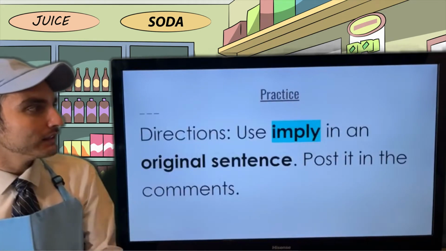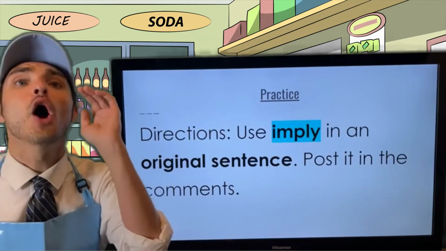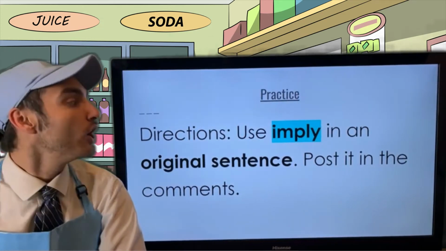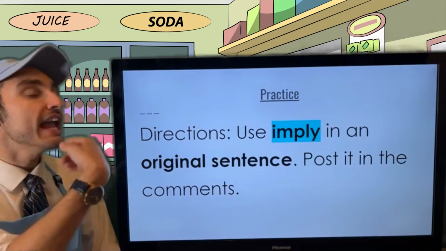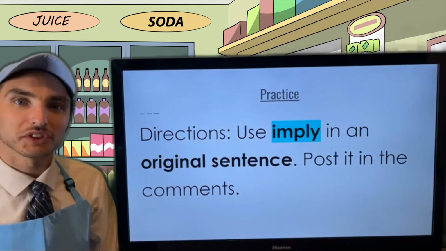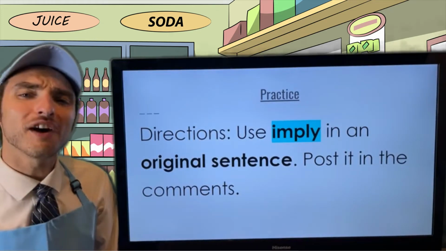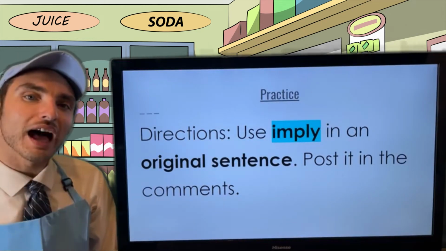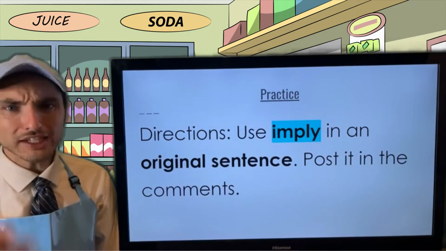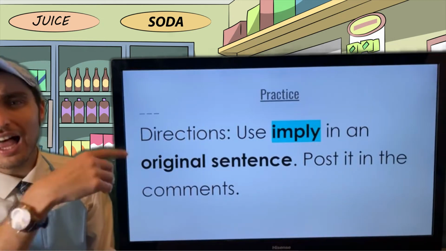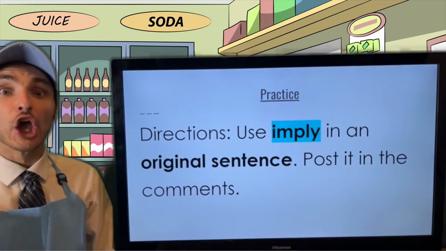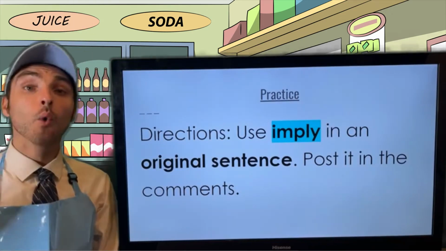With that in mind, it's time to practice. Here's what I want you to do. Go ahead and use imply in an original sentence. Make it funny, but make sure that you're using the word imply correctly. Think you can do that? Use imply in an original sentence? I know you can. Get to it!